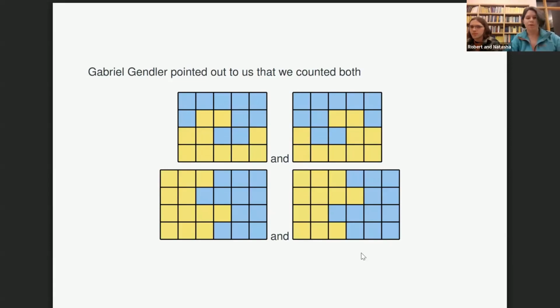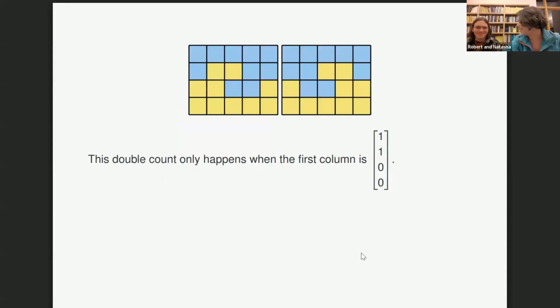It's fixable. It's all fixable. Everything's fine. So this reflection over the y-axis problem, this double count happens only when the first column is 1, 1, 0, 0. It's because we accounted for when the first column and the last column are different from each other, but when they're the same, we didn't ensure that the inside was controlled in any way.